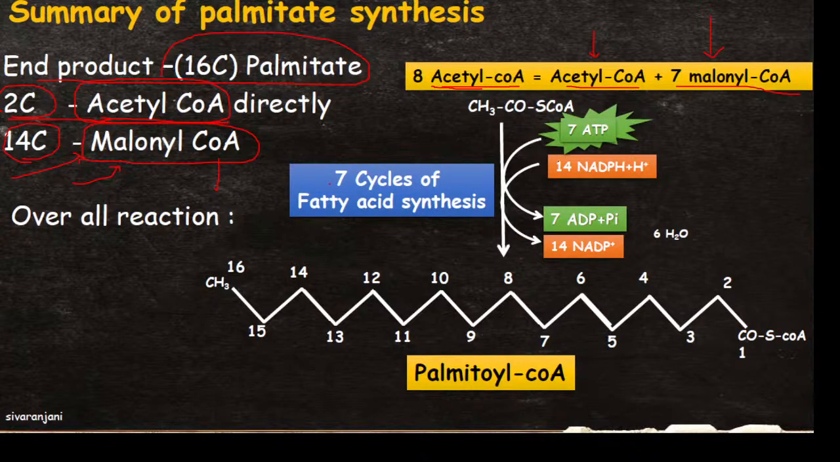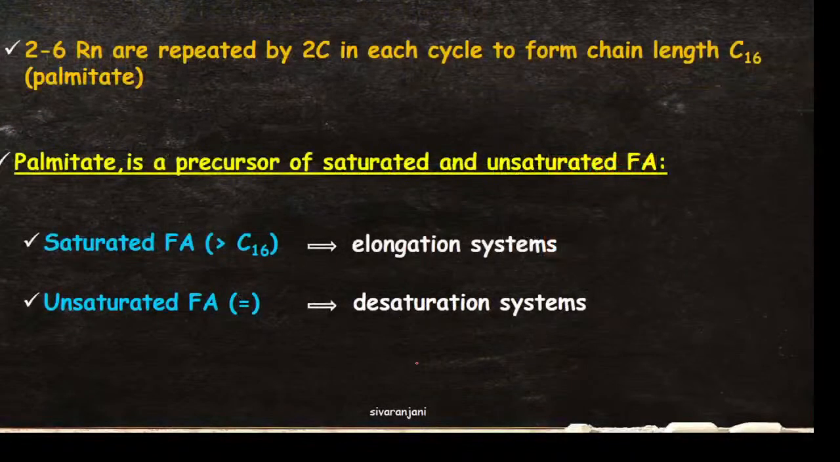So this requires 7 ATPs. For synthesis of 1 palmitic acid, it requires 1 acetyl CoA molecule, 7 malonyl CoA molecules, 7 molecules of ATP, and 14 molecules of NADPH, and 6 water molecules. So this is the overall reaction. This results in the synthesis of the 16 carbon unit palmitoyl CoA.